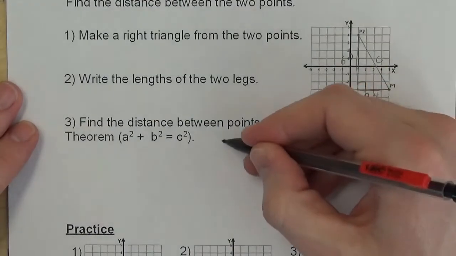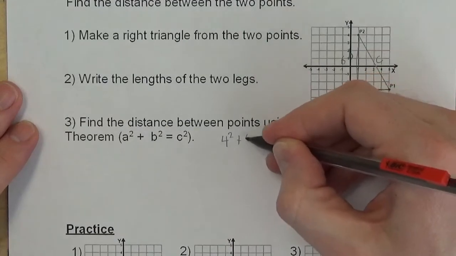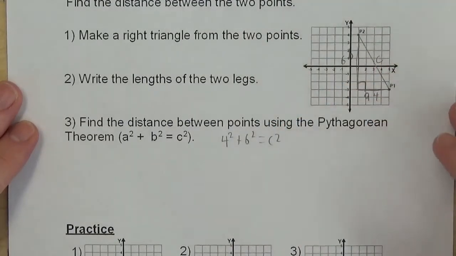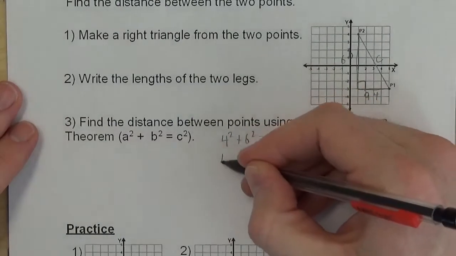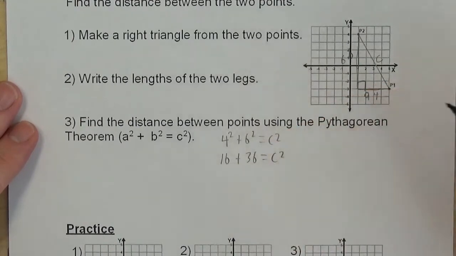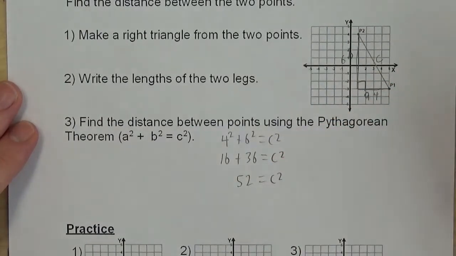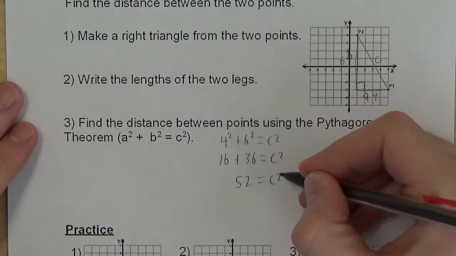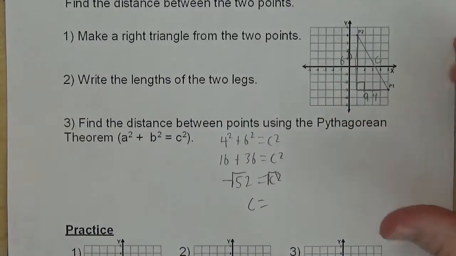So we have a value for A, we're going to call that 4 squared, plus B is 6, so 6 squared equals C squared. Once you plug the numbers into the Pythagorean Theorem, then you square the numbers. 4 squared is 16, 6 squared is 36, equals C squared. And 16 plus 36 is going to give you 52 equals C squared. And then that's what C squared is. We want to know what just C is. So we have to undo the squared by taking the square root of both sides. So the square root of 52.